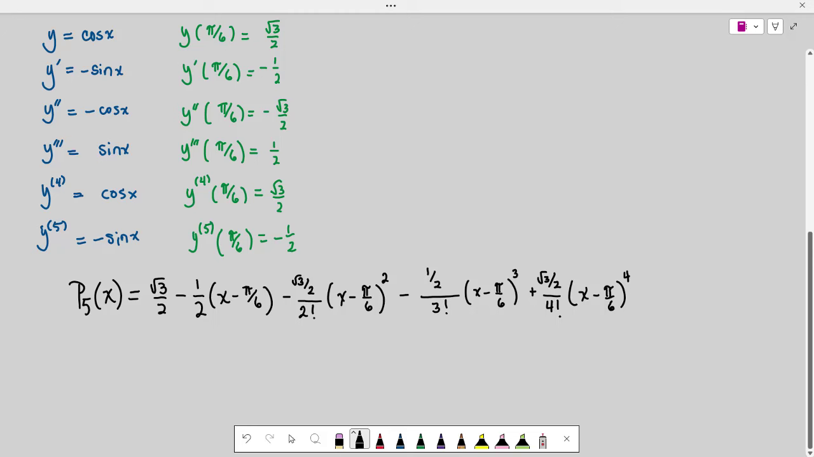And our final term, minus 1/2, put that in the numerator, go below with a 5 factorial, x minus pi divided by 6 to the 5th. So do you have it memorized how to do it now?